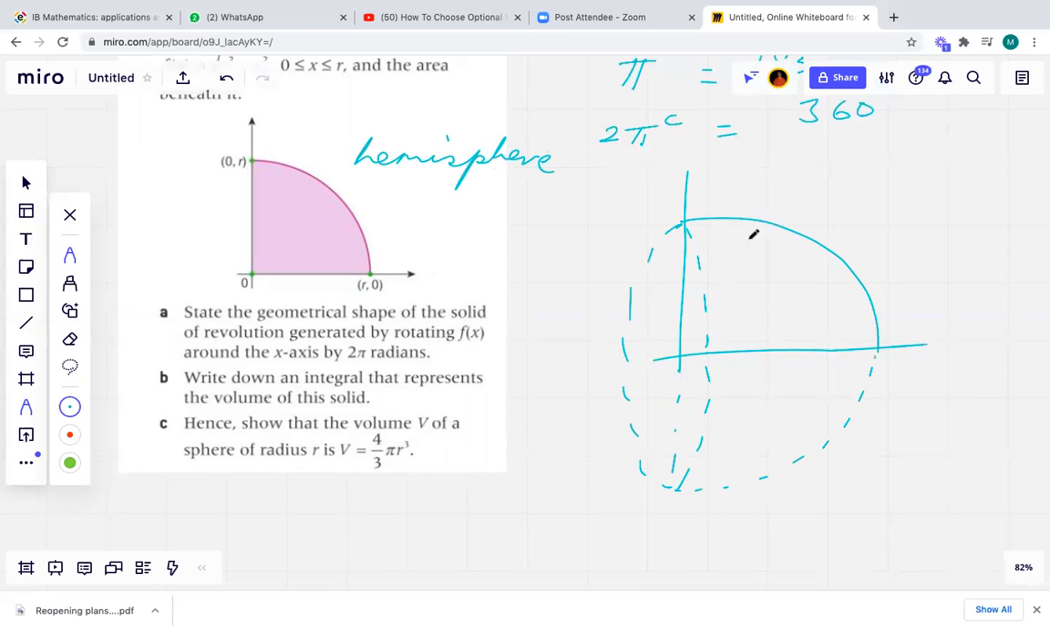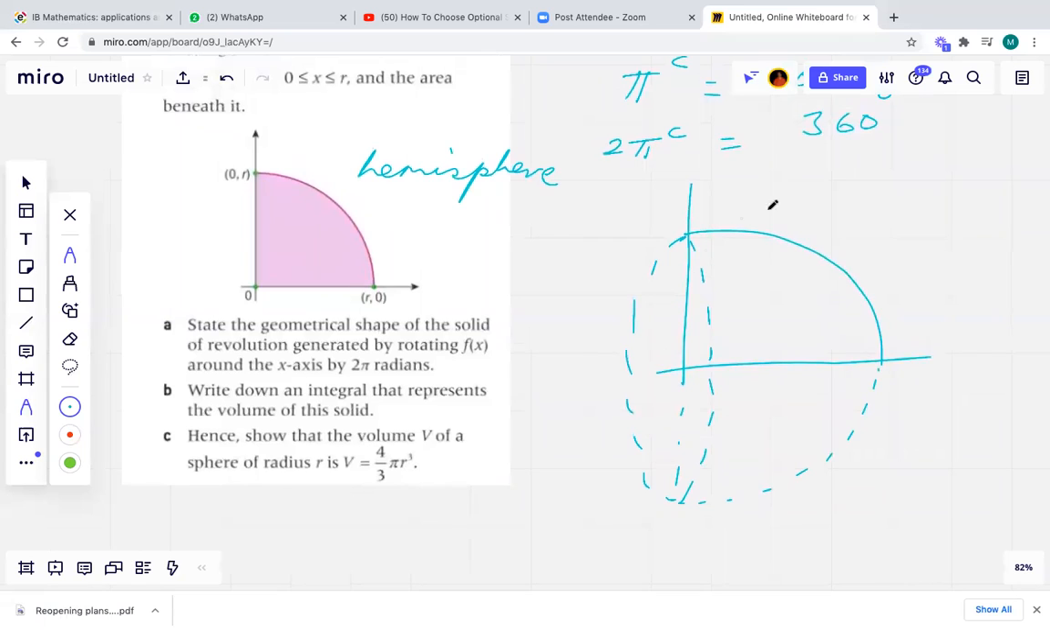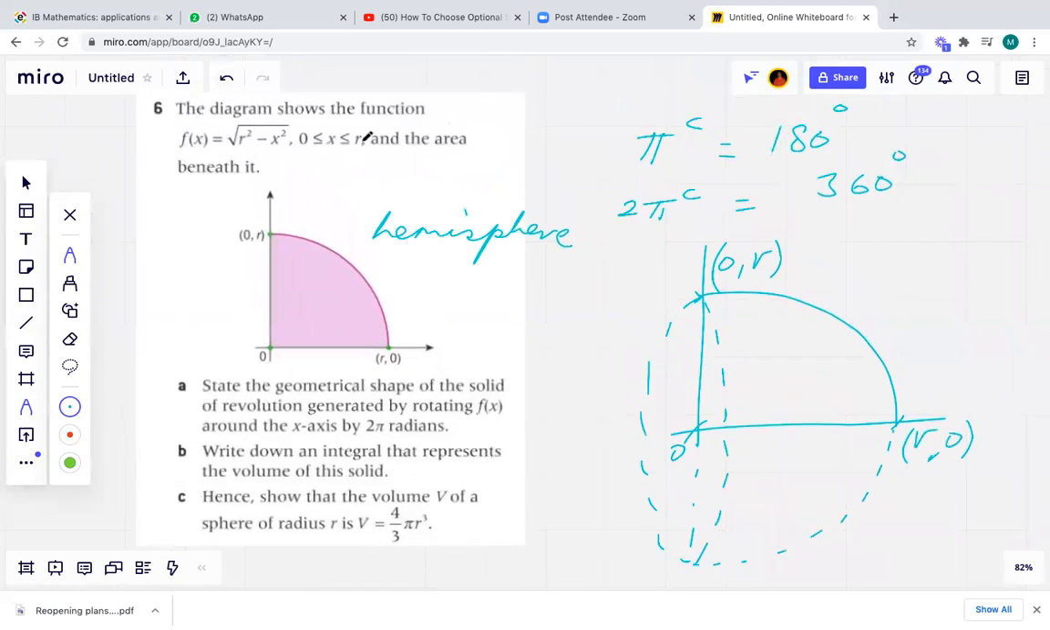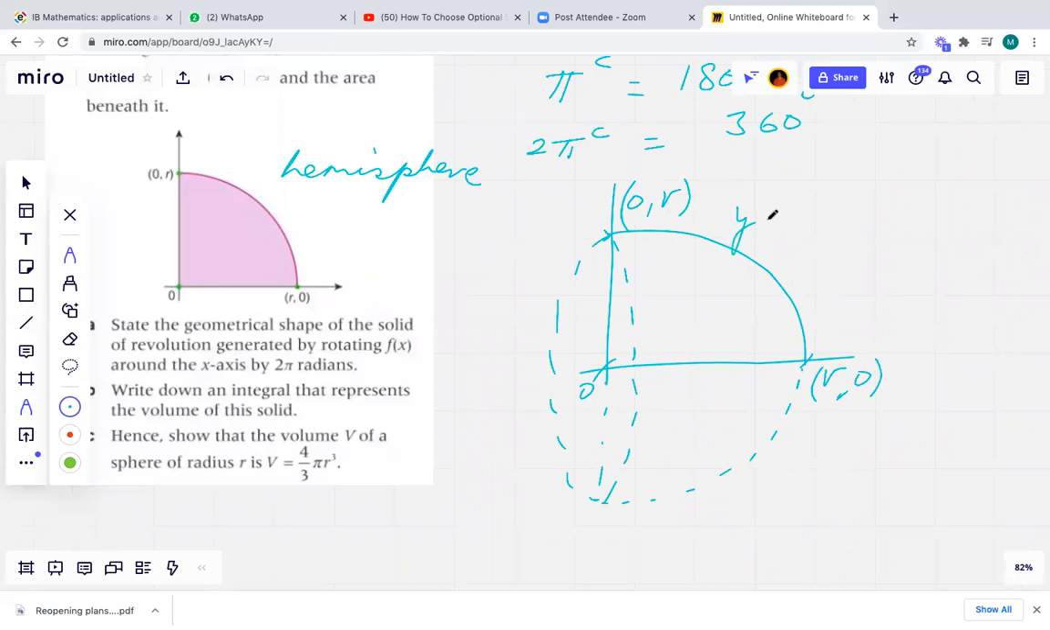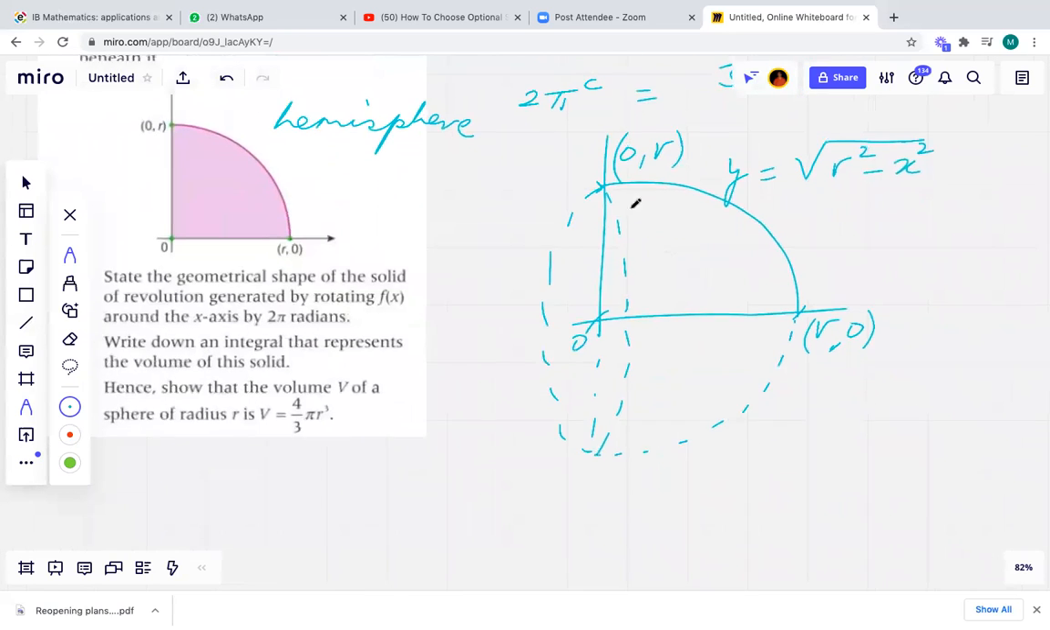Now you have to write down. So you're rotating this between x equal to 0 and x equal to r. This is 0 and r. Now, what is the equation of the curve? Y equal to root of r square minus x square. So what is my formula?